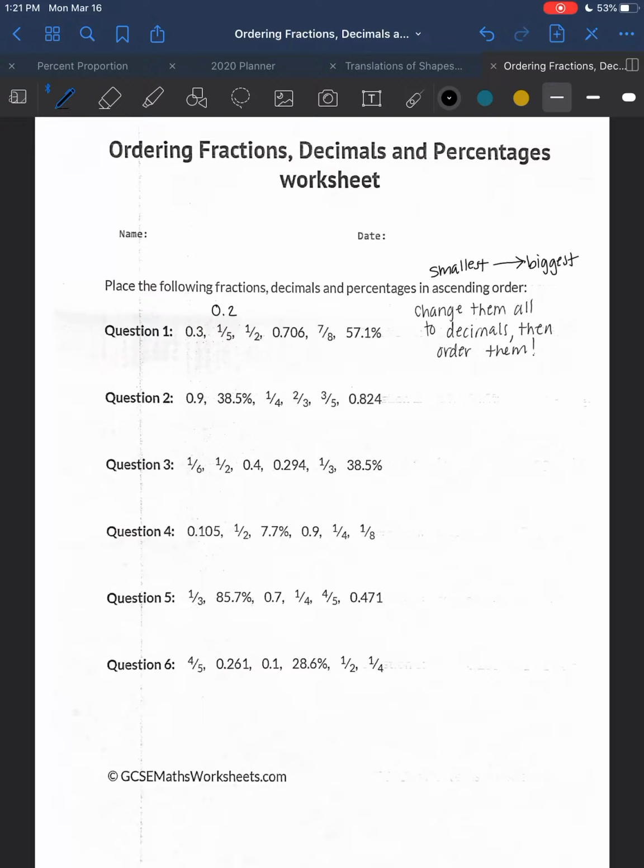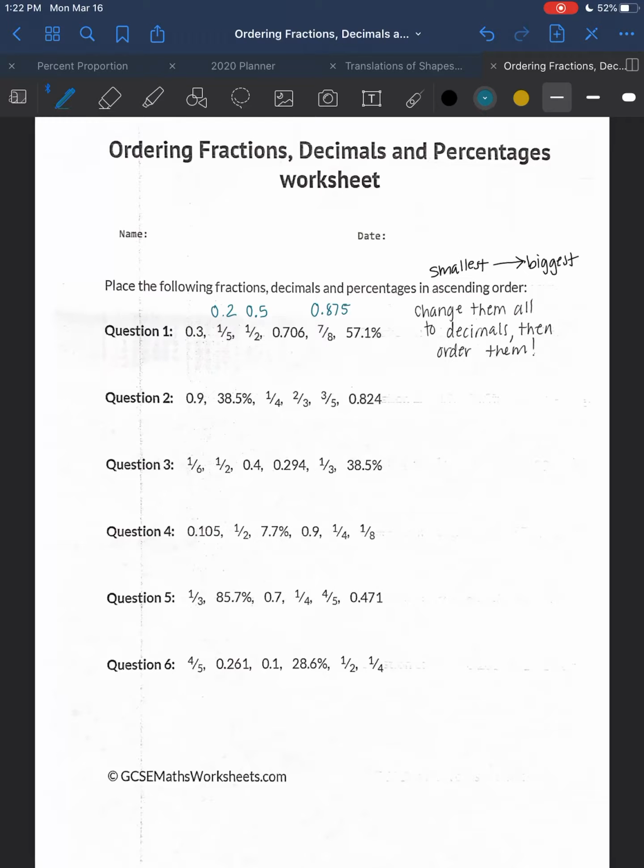So I'm just going to write it above. In fact, I think I'm going to write it in a different color, okay? Now 1/2, I know what 1/2 as a decimal is. That is 0.5. 0.706 is already a decimal. 7 divided by 8, that is 0.875.